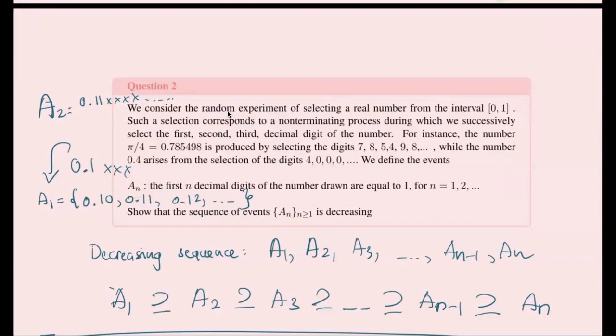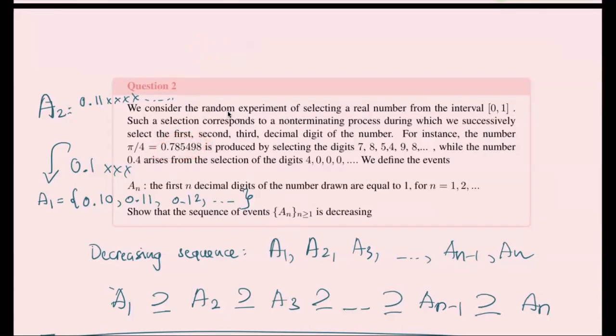Okay, so they were talking about the random experiment to select a real number belonging to this interval. For example, the number 0.5 is the same as picking the first number 5, and the second number 0, the third number 0, and every number after that is 0. Or like this number here, 0.785. I get that part.